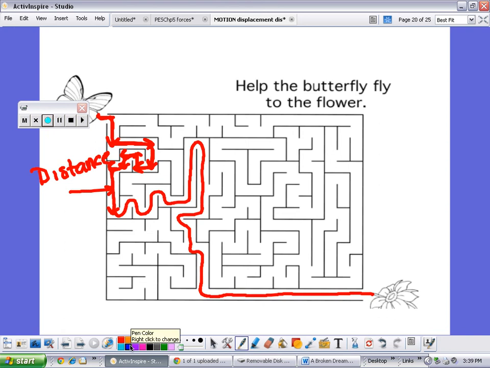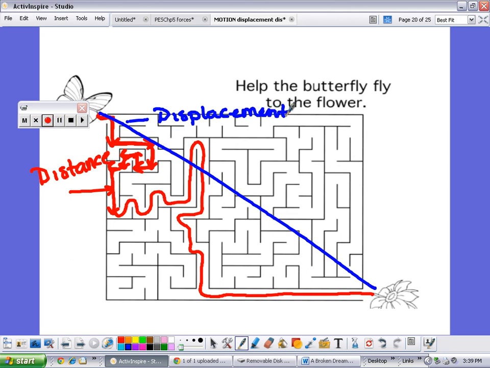But we know butterflies don't have to follow a path, they can fly straight. So if the butterfly went straight across, this would be the displacement. So if you were giving a friend directions to your house, displacement is shown with a resultant vector.